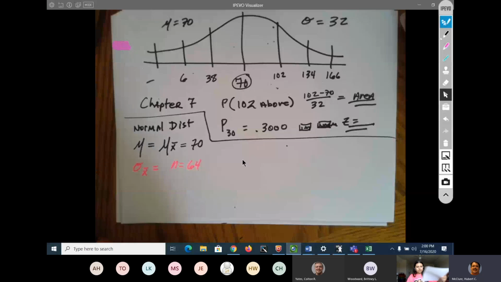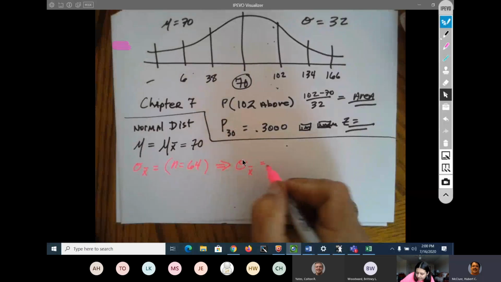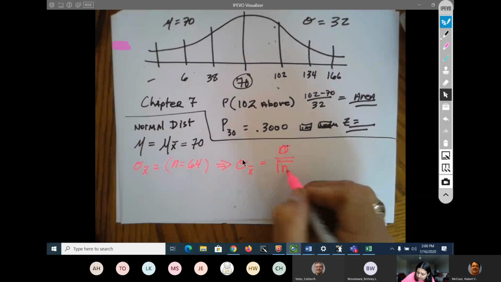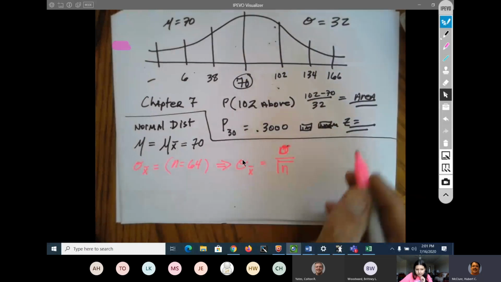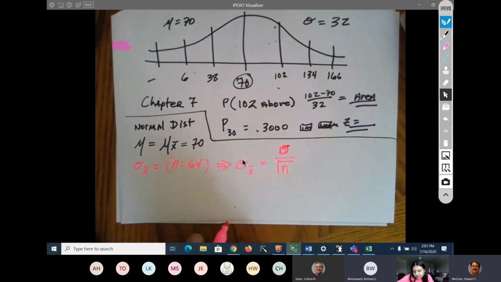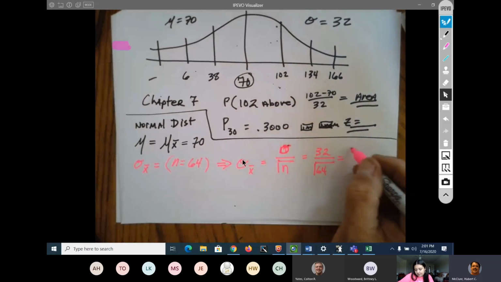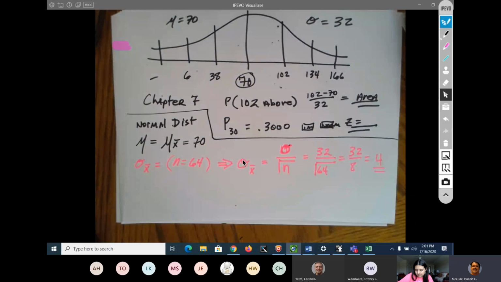So now I've got to find a new sigma x bar. And that is the standard deviation over the square root of what? N. And I need you to highlight that in your notes because I gave it to you yesterday, which is Tuesday. So what is our standard deviation? 32 divided by the square root of 64, which is 32 divided by 8, which is what? Now you will be tested on this, so you better write this down because this is a test question. So now our mean is 70 and our standard deviation is 4.